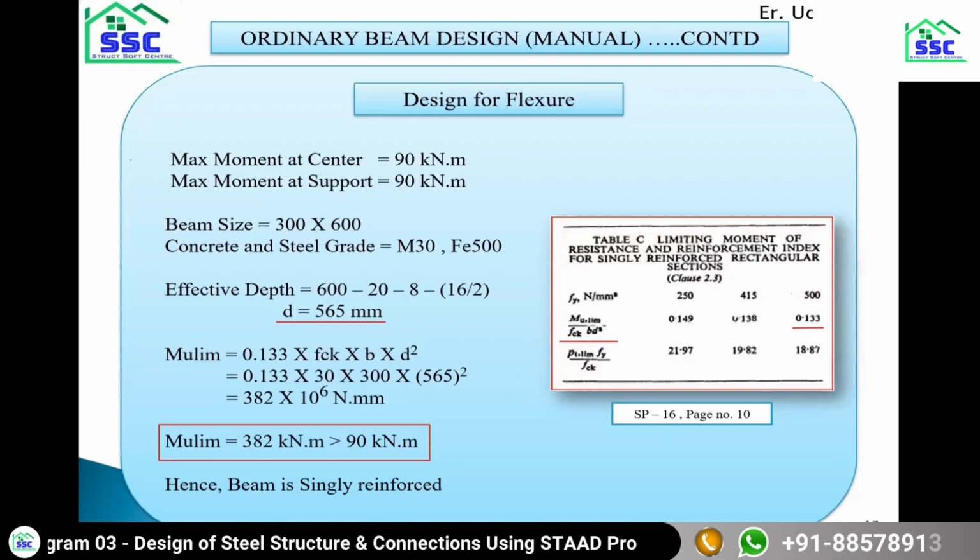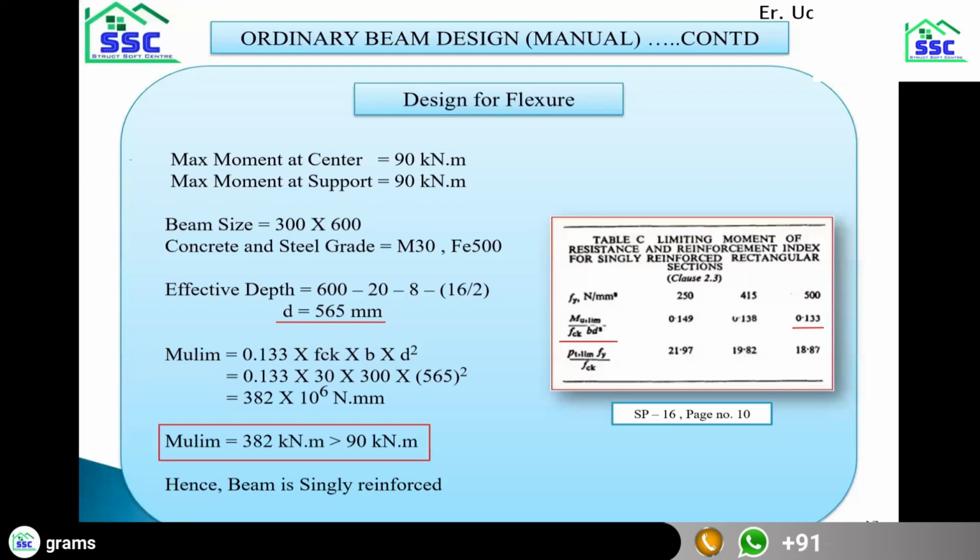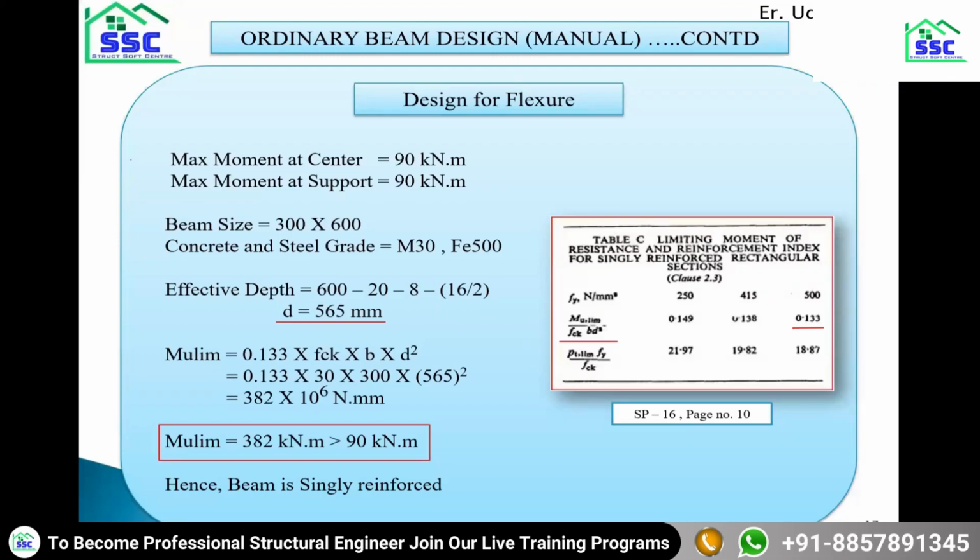So basically we are assuming the clear cover to our beam as 20 mm. The stirrup of the beam is of 8 mm and the longitudinal bar diameter is 16 mm, and that is why 600 minus clear cover 20 mm minus 8 mm, the diameter of the stirrup, and minus longitudinal bar diameter divided by 2 is 565 mm. So this is basically our effective depth that will be used in the design.